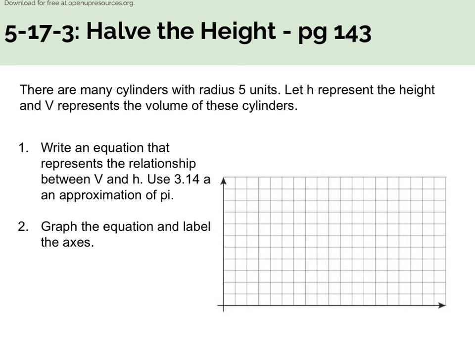So on page 143, we have activity number 3. There are many cylinders with radius 5. Let H represent the height and V represent the volume of these cylinders. Write an equation that represents the relationship between V and H. Use 3.14 as an approximation for pi, and then eventually we're going to graph it. First of all, let's figure out the volume equation before we graph. So go ahead and pause, answer just the equation part, and then come back to me.